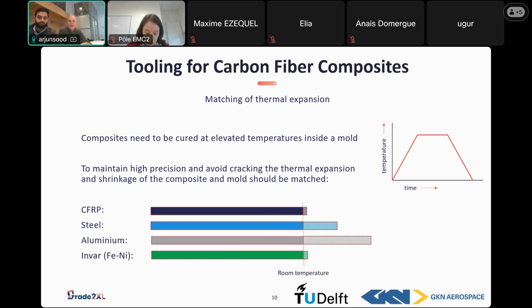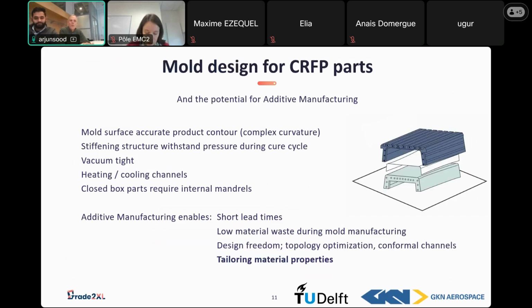In the next slide, I will explain a little bit more on the requirements for molding and why we are pursuing additive manufacturing as a potential technology to build these kind of parts. On the top you see the main requirements that we have for certain tooling. Your mold surface should be very accurate, and it should maintain accuracy during the whole cure cycle, so during the heating up and the cooling. So a high thermal expansion doesn't help here, specifically in complex curvatures.